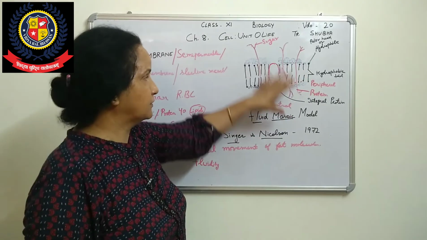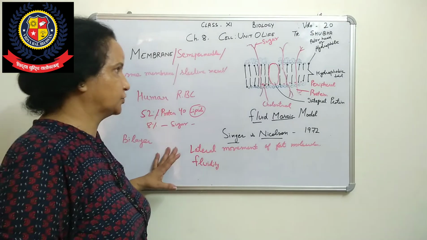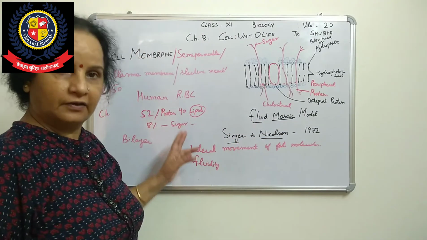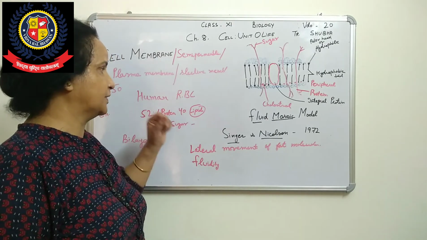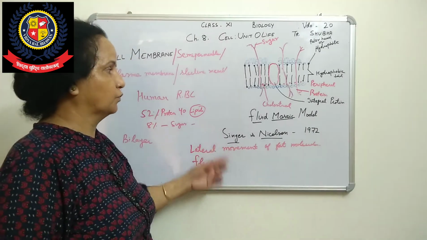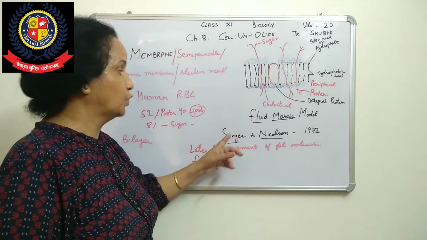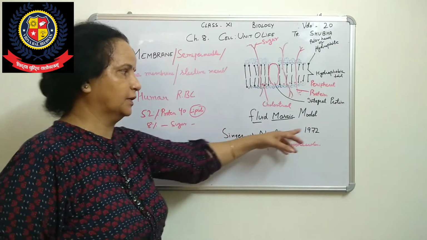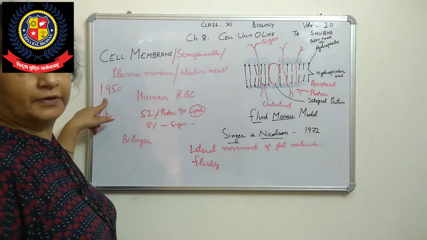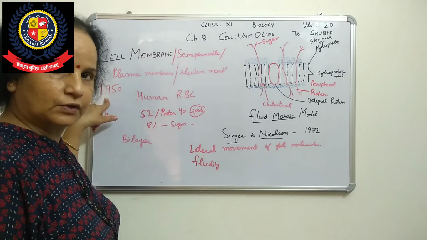So this is the structure, the chemical composition, who discovered it, in which year it was discovered, and in which cell it is studied: RBC. Then the chemical composition, then fluidity. What is fluidity? Why is it called the fluid mosaic model? Who gave it? In 1972. And the study of these began in 1950 after the electron microscope.